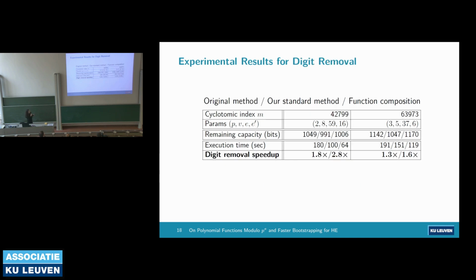Moreover, when e is large, we also test our function composition method for digit removal. When p equals 2 and e equals 59, in the first step of the digit extraction function, we choose this e prime to be 16. At the end, we get a speedup of 2.8 for the digit removal procedure.